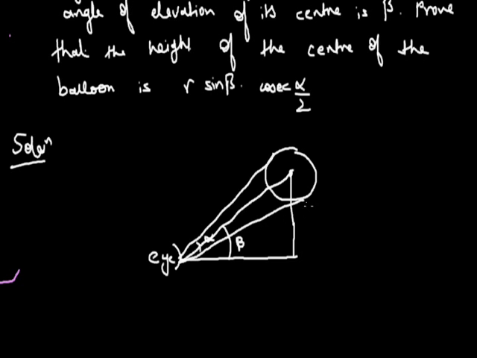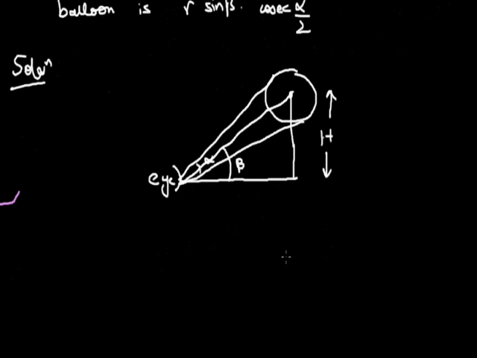Now we have to prove that the height of the center of the balloon is r sin beta into cosec alpha by 2. Let's take this height as capital H. So we have to prove that capital H is equal to r sin beta into cosec alpha by 2. To start, let's take the horizontal distance of the balloon from the eye of the observer as x. First we'll write down the equation on the basis of this, and then we'll see how to solve it. This angle is given as alpha.